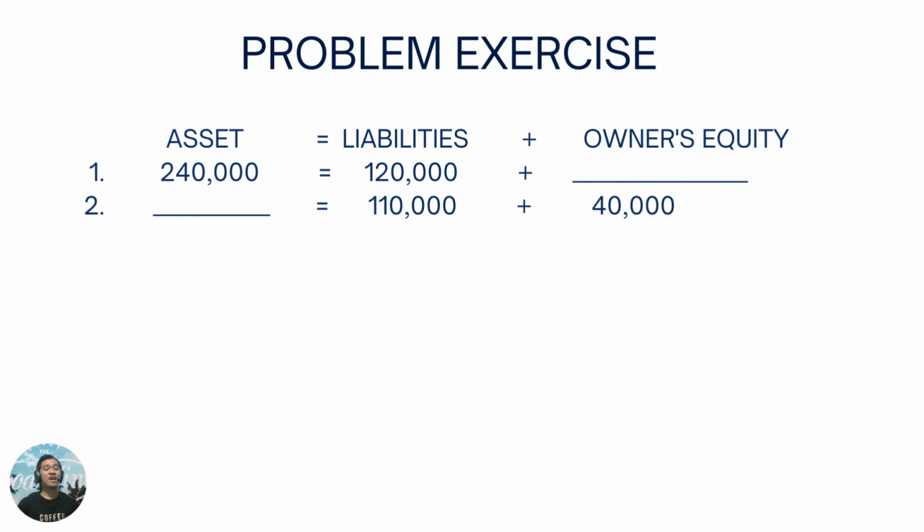Number 1, if the asset is 240,000 and the liabilities is 120,000, then the owner's equity should be 120,000 also because, of course, we now know that assets equals liabilities plus equity. Then number 2, if the liabilities and equity amount to 110,000 and 40,000 respectively, of course the asset should be 150,000. That's how you use the assets equals liabilities plus owner's equity equation.